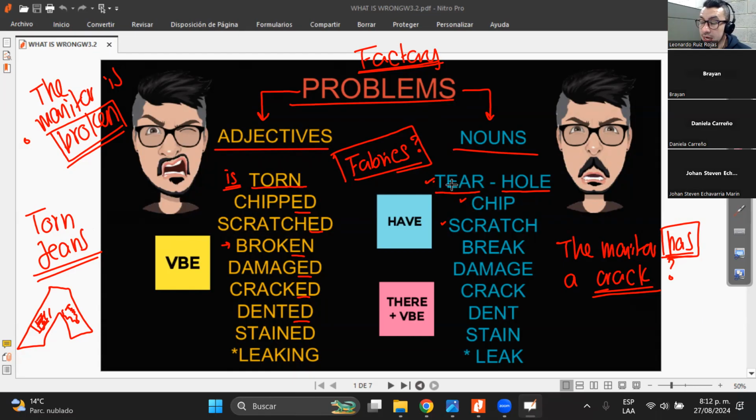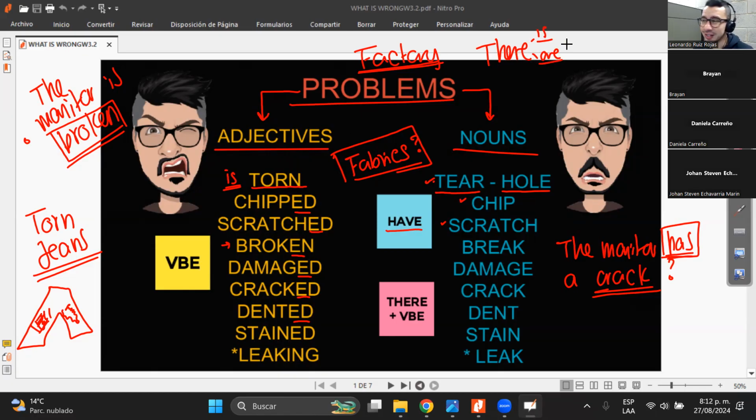And also I can say that it has a tear or it has a hole. Or the other possibility is that I can use there is and there are. Do you remember what is the meaning of there is or there are? There is or there are. What was the meaning of that?